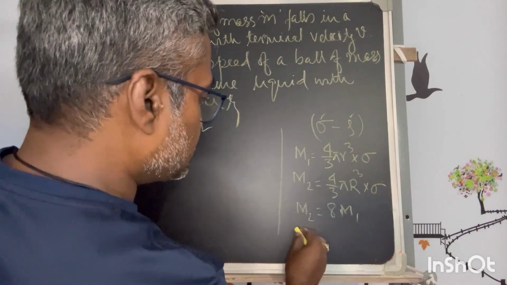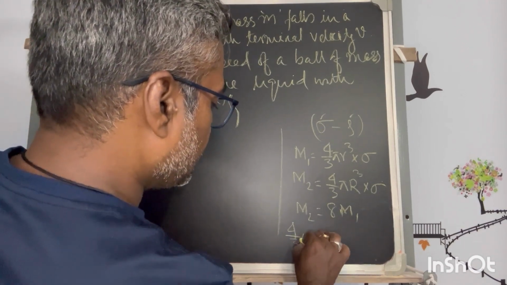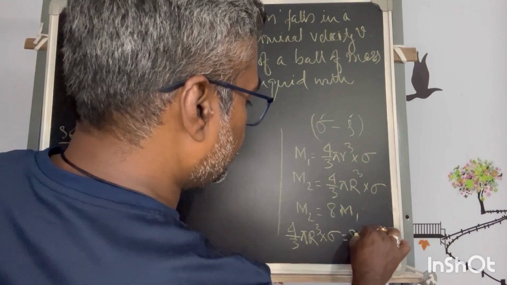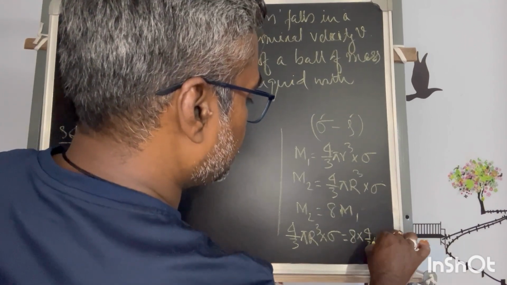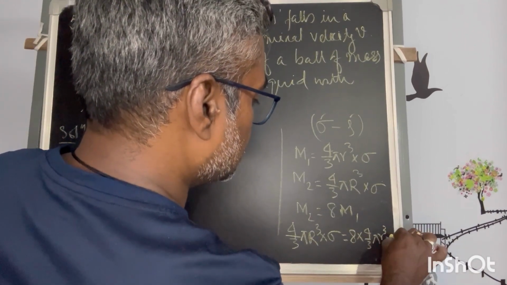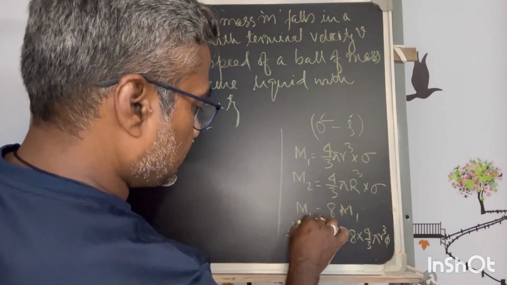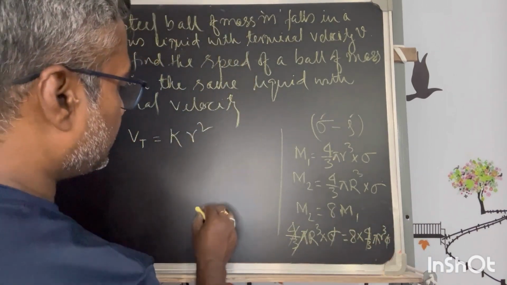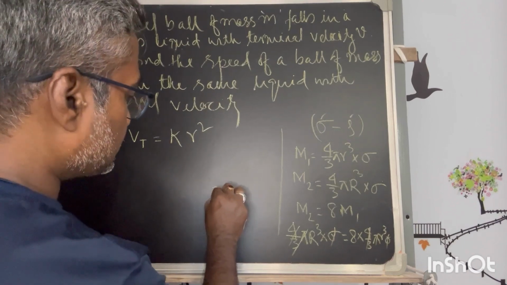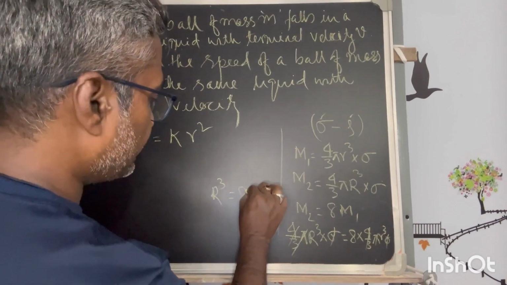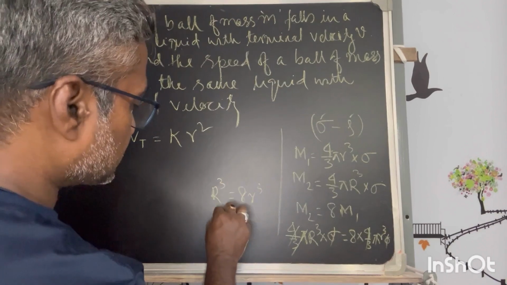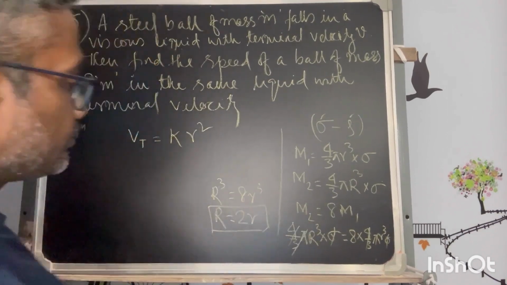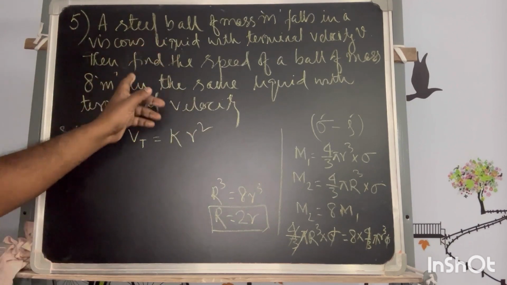So if I equalize this, 4 by 3 pi R cube into sigma is equal to 8 of 4 by 3 pi r cube into sigma. So sigma is not taking part, so these all are obsolete. What is remaining? It is capital R cube is equal to 8 of small r cube. So that means capital R is equal to 2r. This is the relation that has been taken care of due to the mass difference.